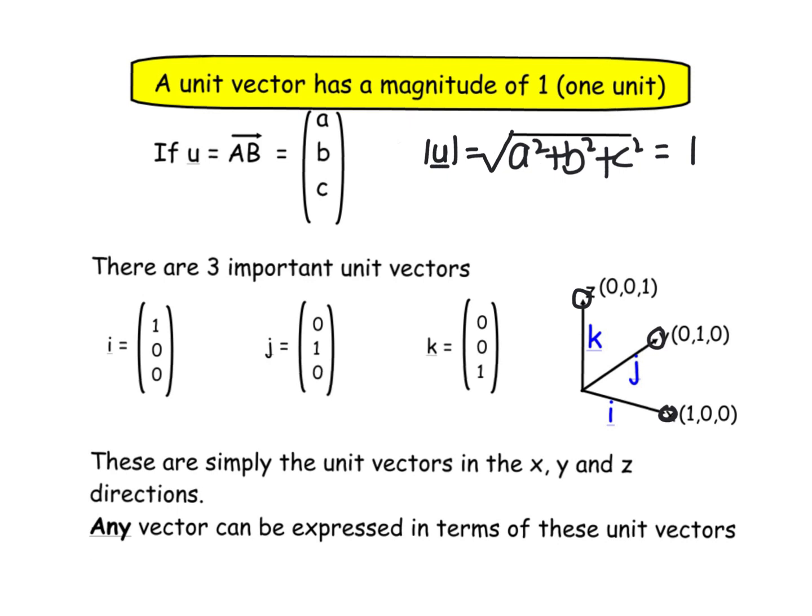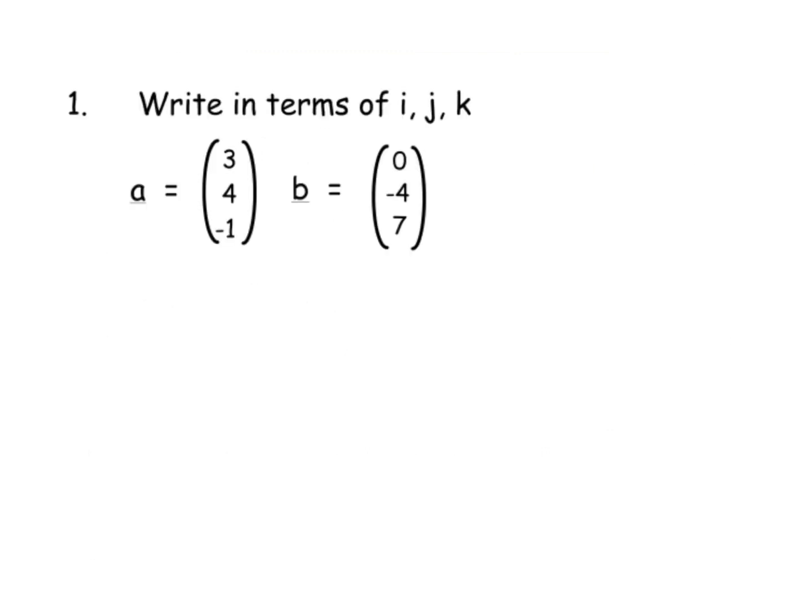And any vector can now also be expressed in terms of i, j and k. So the same way we talk x, y, z, i, j and k kind of match up. So let's have a look at what I mean. So here are two vectors a and b. We're going to write them in terms of i, j, k, and it is as simple as matching up the numbers with the letters i, j and k.